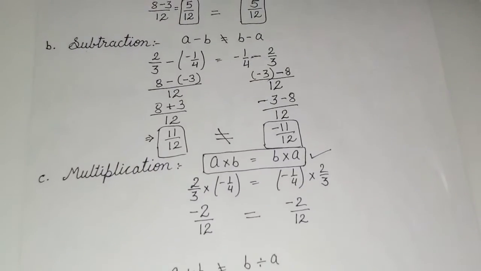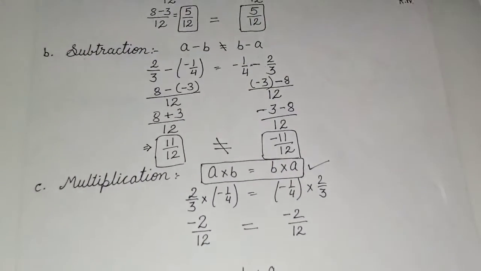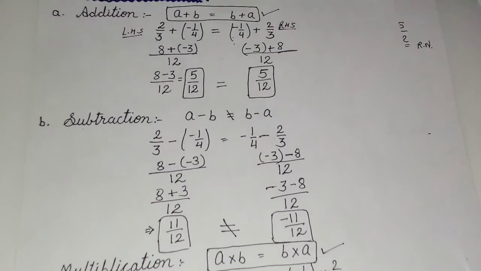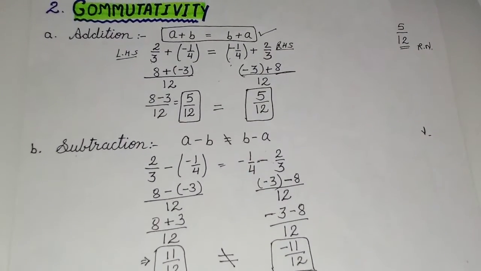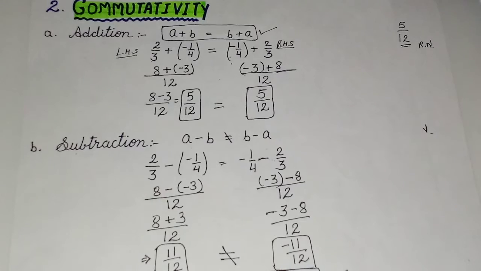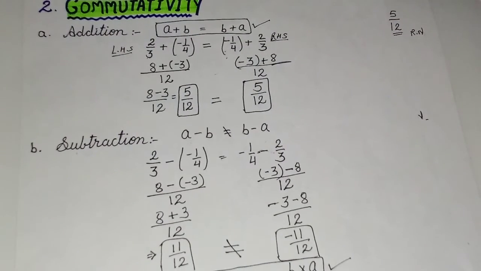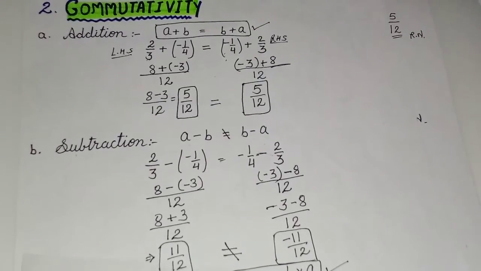So here we have seen the commutative property in all four cases, that is addition, subtraction, multiplication and division. Commutativity of rational numbers exists under addition and multiplication but not in subtraction and division. Hope this property is clear, students.